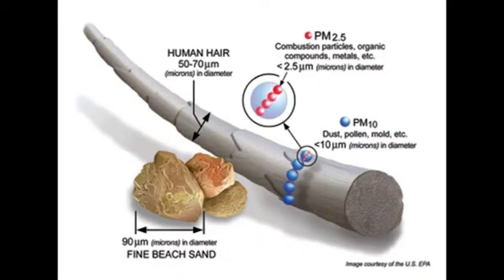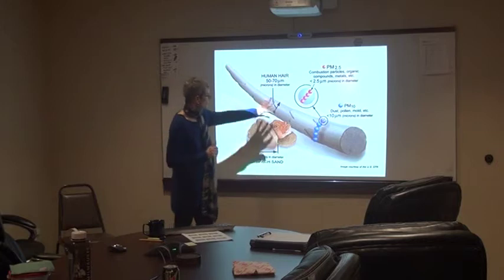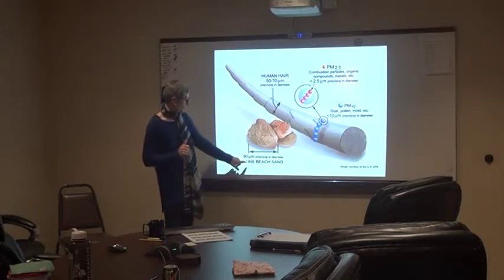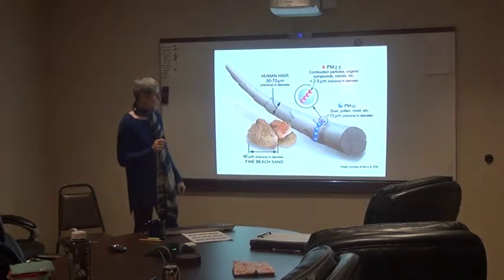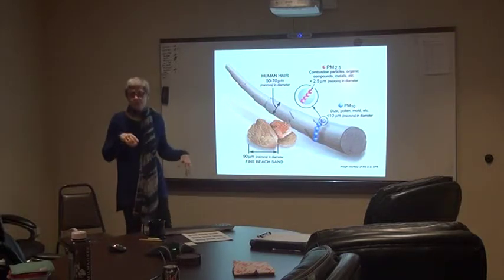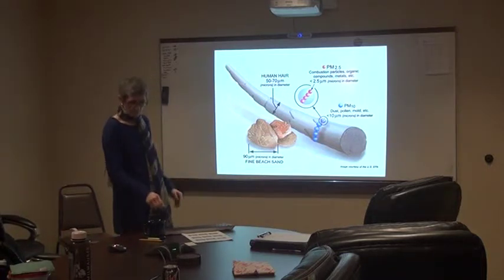So the fattest part of your hair, that's how small they are. And those are the ones that cause real damage, smaller than that. And a fine piece of beach sand here, they're showing it at 90 microns. So that's very fine, which you can ingest too if you're playing volleyball or something.